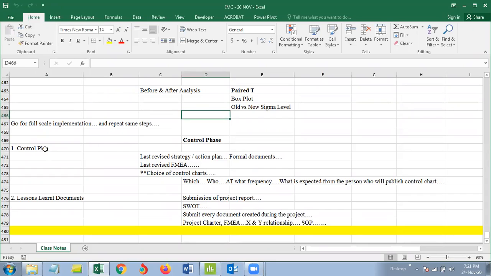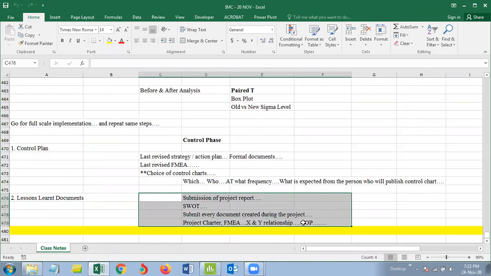are two components only. One is your control plan, another is your lessons learned document. Lessons learned document is more like a signing off document where you are submitting your project report, like a summary document, how the journey happened in the overall project period. Basically, you'll submit all of it. It's a handover process, nothing else.